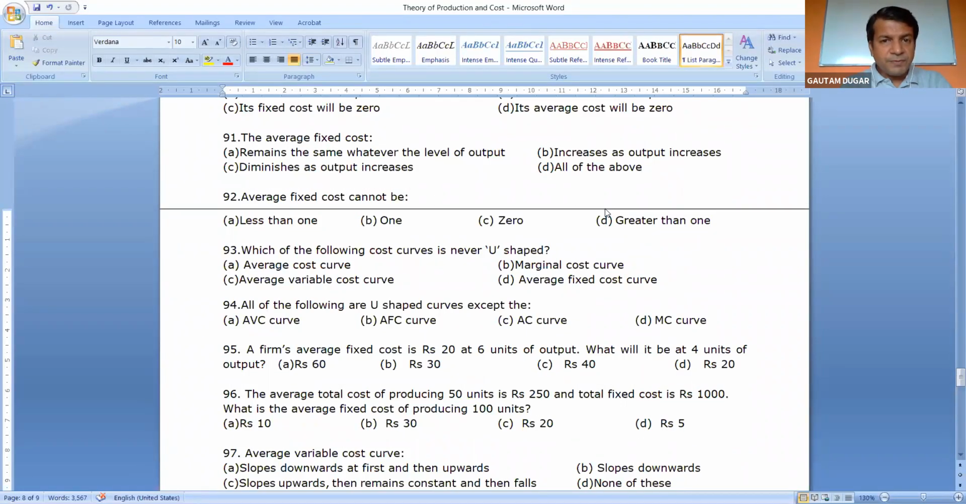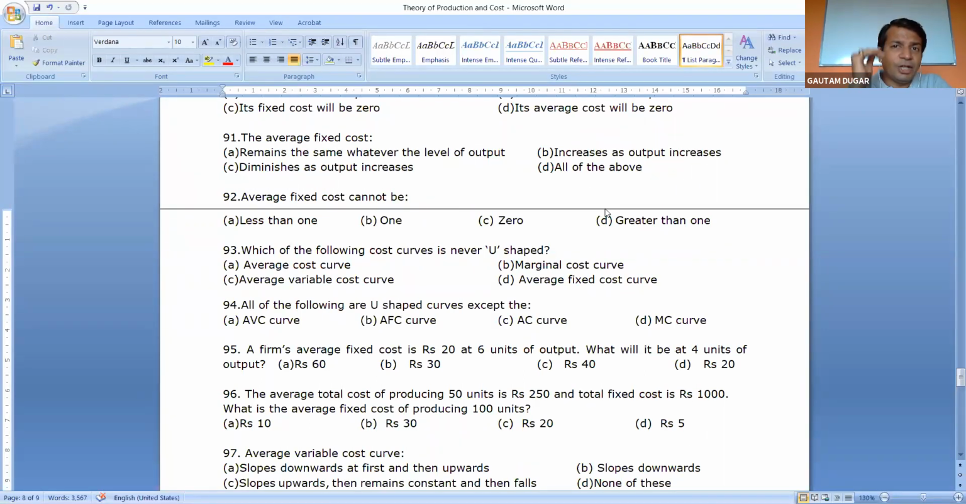92. Average fixed cost cannot be... 92. Yes, Abhishek Singh, Shivani, I think the answer is right. It's C. It cannot be 0. Yes, Manu, Vidul Nair, it cannot be 0. Because AFC is what? TFC by quantity. TFC is always positive.